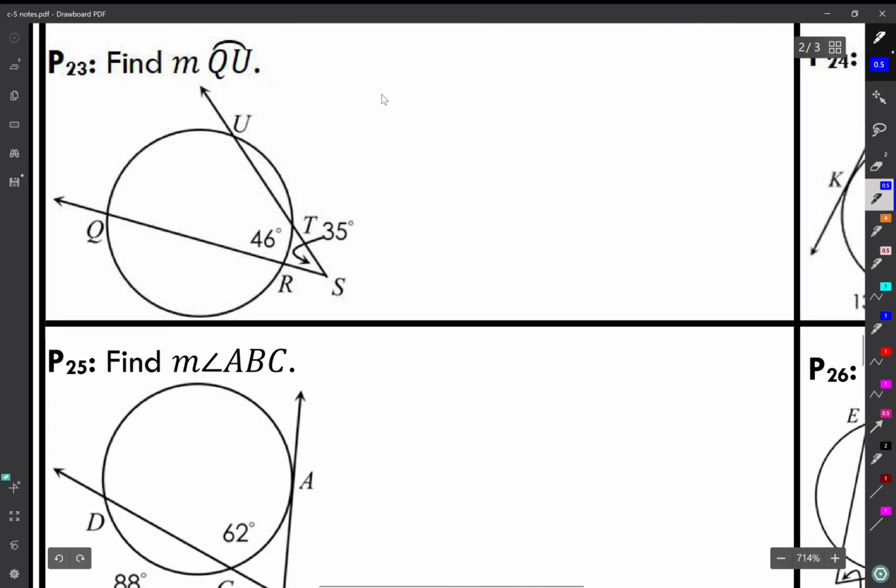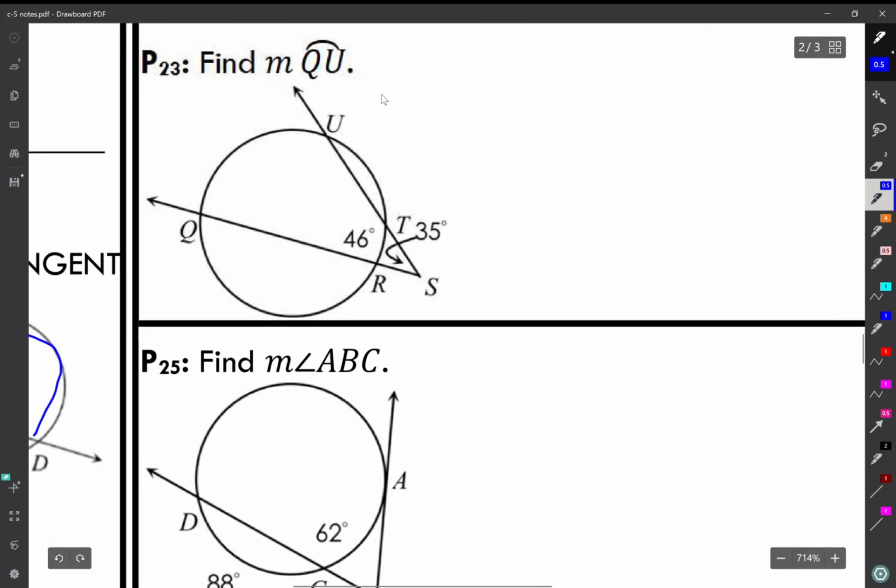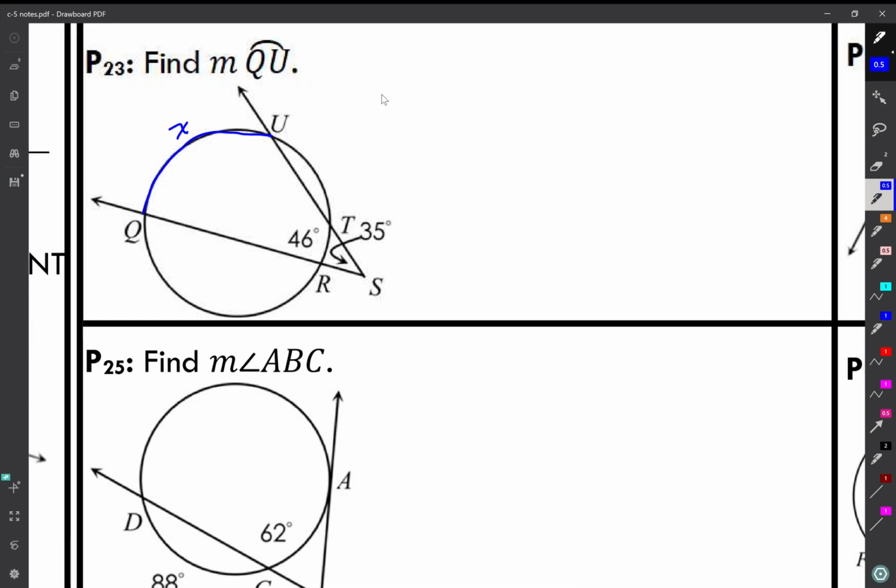And moving on to arc measures now. Find the measure of arc QU. Okay, arc QU here. This is this arc right here. Okay, we don't know it, so we'll call it X. And let's solve. We do know the angle that it deals with, and then its other intercepted arc. So you know the angle, 35 degrees, is equal to half of that difference. So we'll take the bigger one, obviously, to be QU.